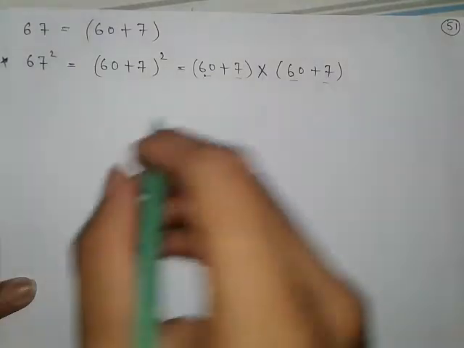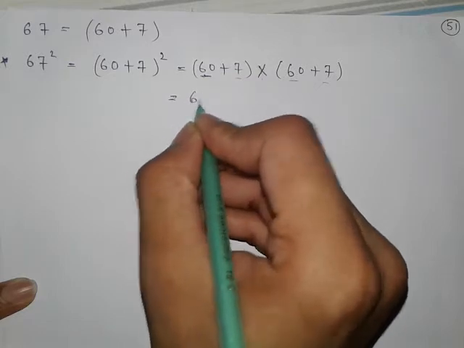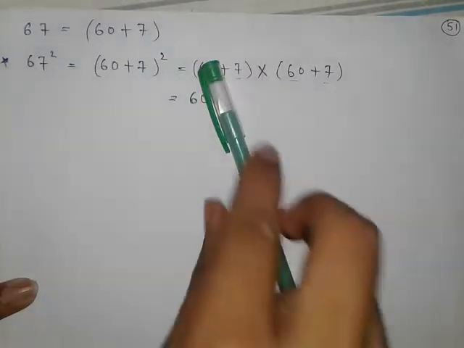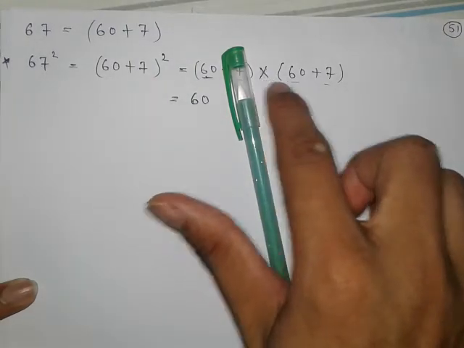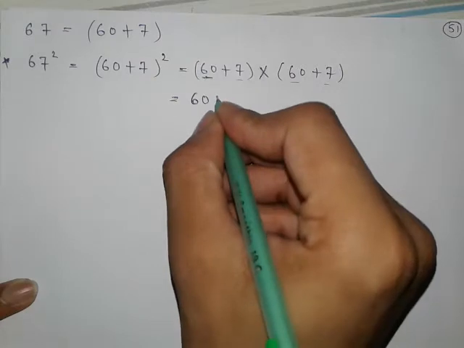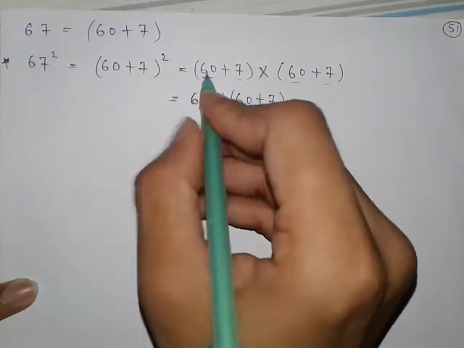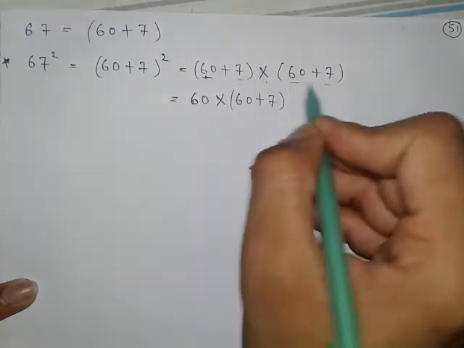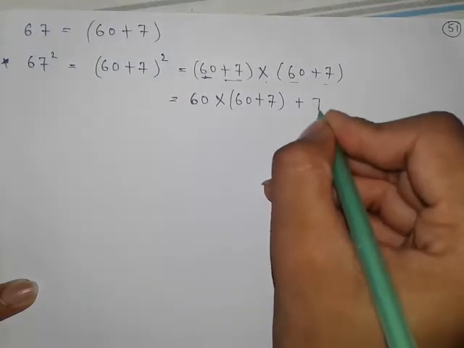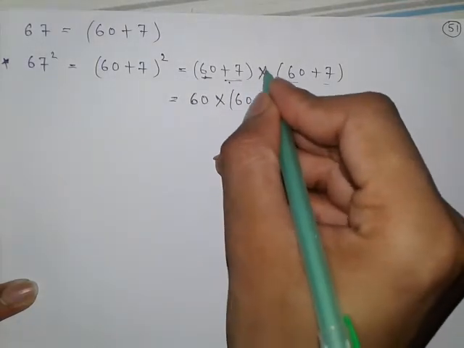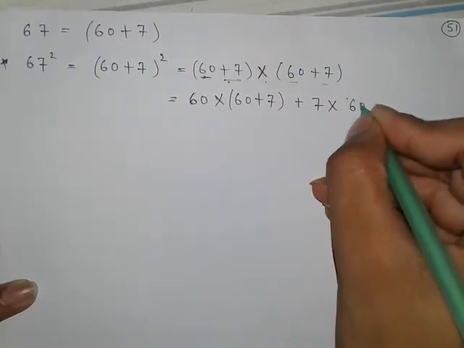Okay, starting with the first number, you have 60. So what you will do is write 60 as it is. Okay, then you forget the second number. Then what you have is the multiplication sign and (60 plus 7), so you will write that as it is, the multiplication sign and (60 plus 7). Okay, then you write 60 multiplied by (60 plus 7). Then what you have is plus 7, so you will write plus 7. After plus 7, you again have the multiplication sign and then this bracket. Okay, so you will write it again.